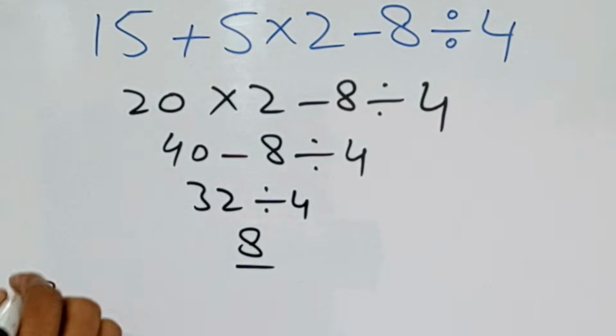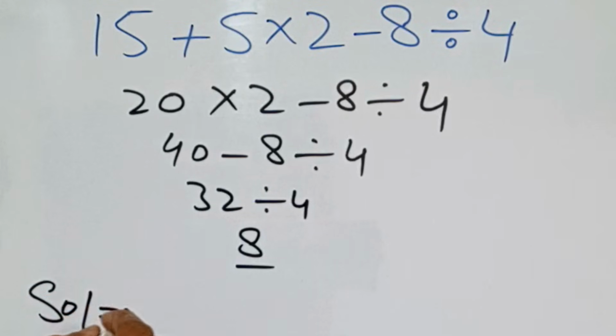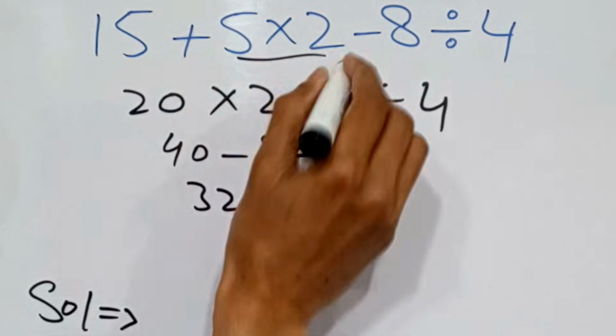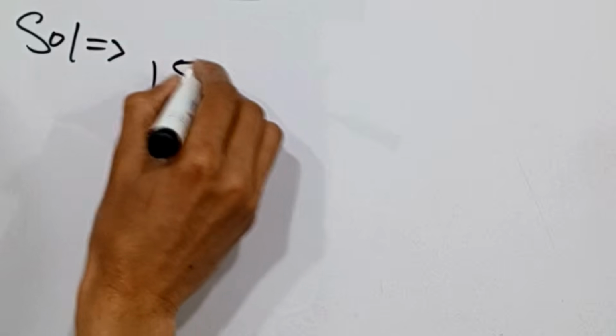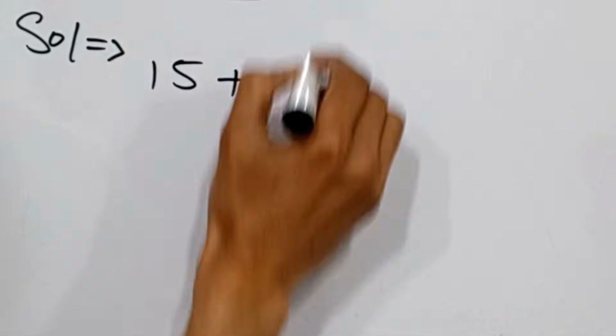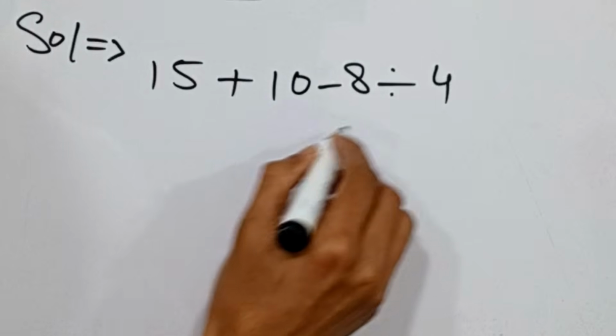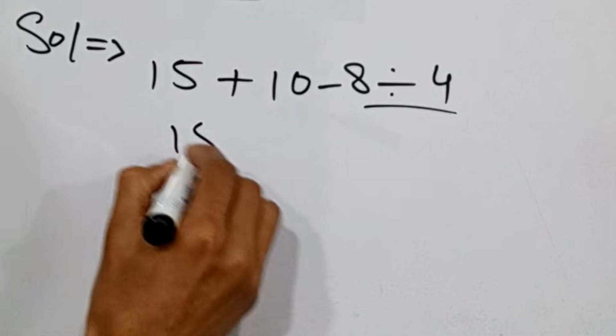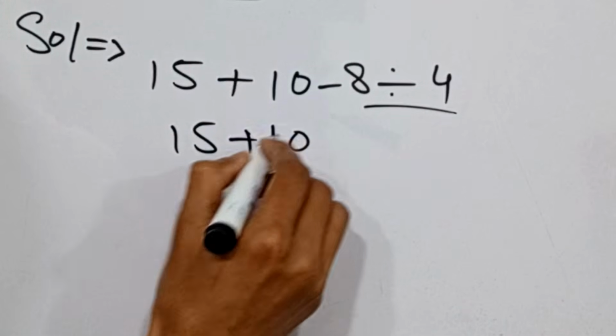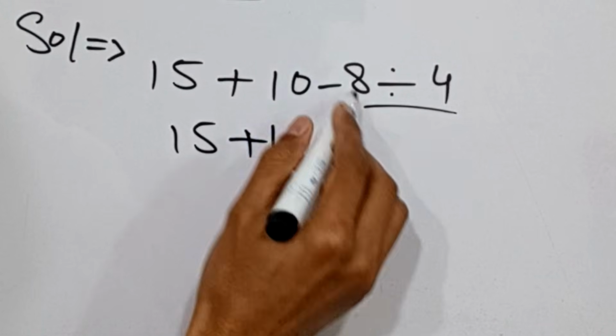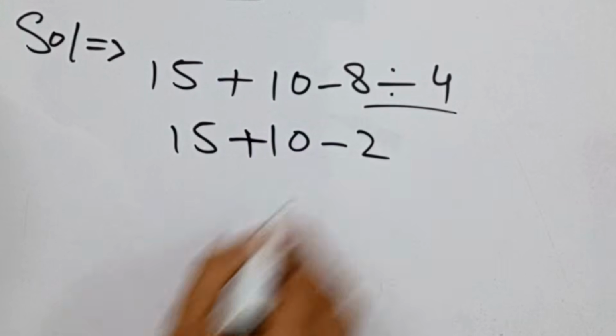Now let's solve it correctly. So multiply first, right? So 15 plus 5 times 2 equals 10, minus 8 divided by 4. Now divide first. 15 plus 10, right, minus 8 divided by 4 equals 2.